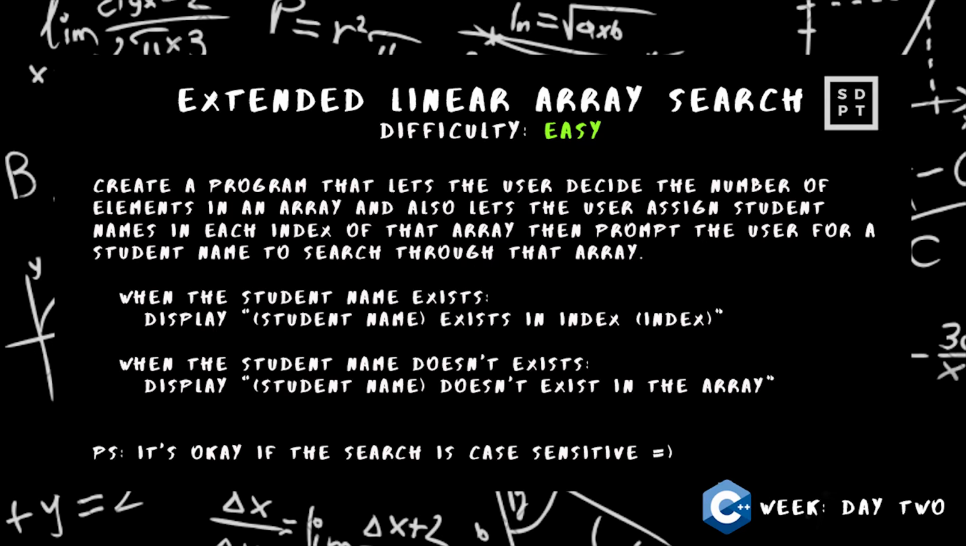So as you can see here, let's read. Create a program that lets the user decide the number of elements in an array. And also, let the user assign student names in each index of that array. Then prompt the user for a student name to search through that array. When the student name exists, display the student name exists in index, then its index. When the student name doesn't exist, display student name doesn't exist in the array.